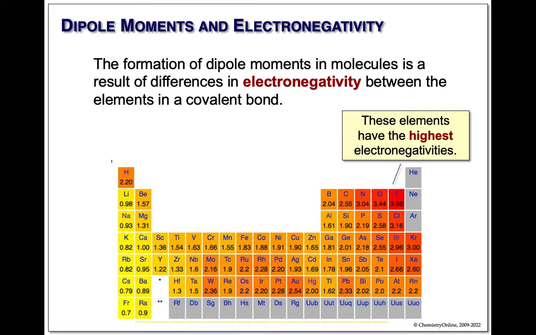Electronegativity is something that's inherent in every atom. Every element has its own electronegativity. The lowest are down in this corner of the periodic table, and the highest is up here. Fluorine is the highest at just about 4. Hydrogen's over here at 2.2. Fluorine has the inherent ability to attract electrons in a covalent bond towards itself.